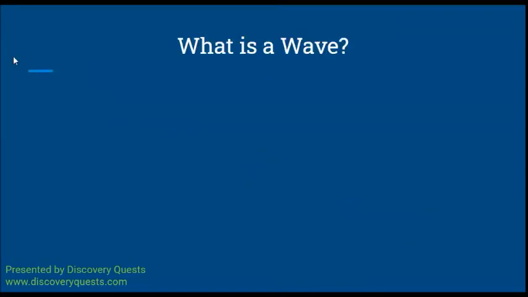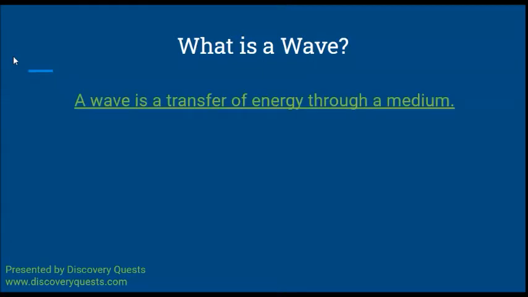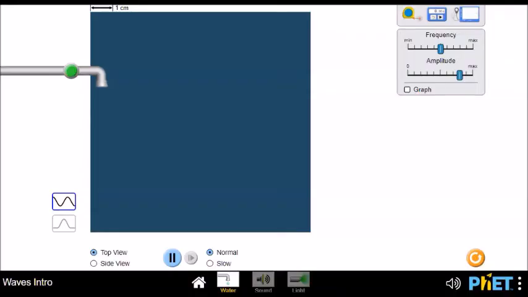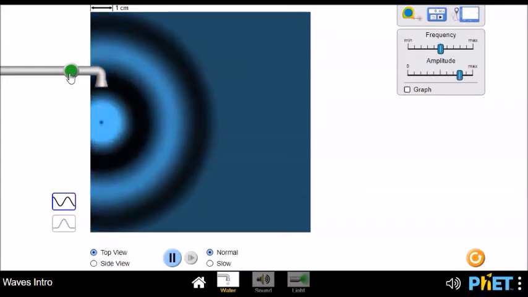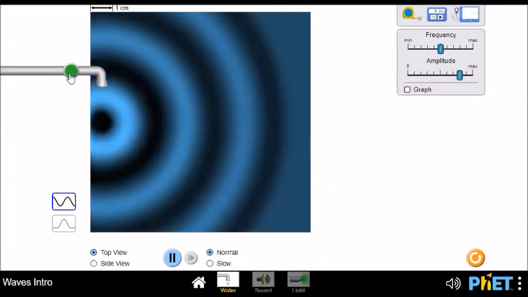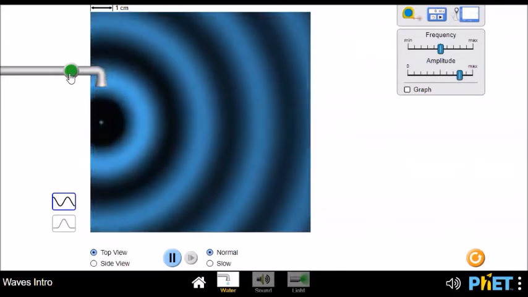So we begin with a very simple question. What is a wave? Now, a wave is simply a transfer of energy through some medium. So let's take a look at a more common, concrete example that I'm sure you're all familiar with, and that is the idea of a wave through water. So if we have a faucet dripping into a tub, the droplets of water will cause a cascade of waves through the pool of water.